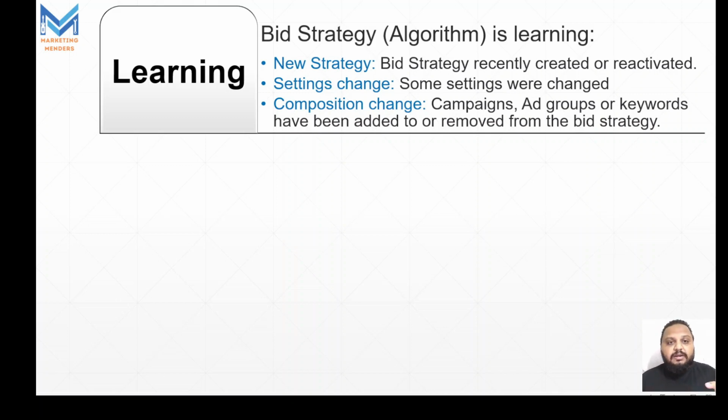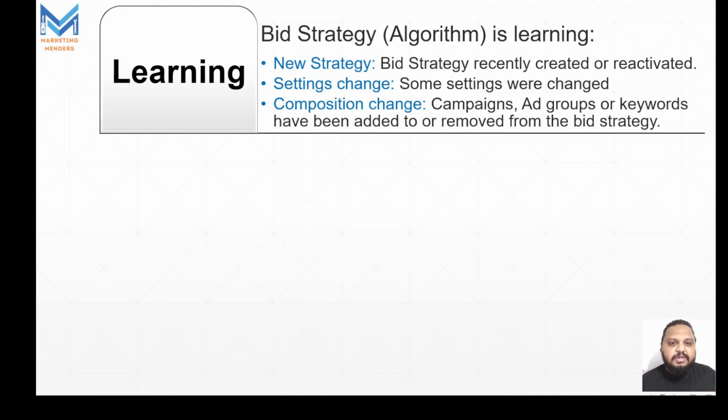So the Google Ads algorithm tries to understand, tries to learn your new strategy. What do you want to do? You are saying that you want to get website traffic, but then you have selected the bid strategy of impressions. That is what the learning phase means. Second, because of some settings change. When you have created a new campaign and after that you have changed some settings.